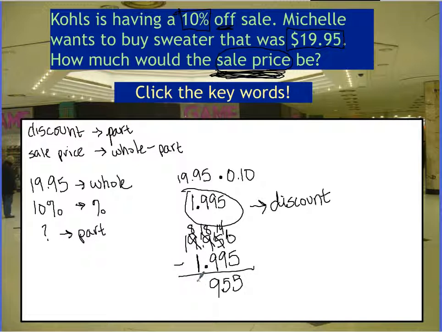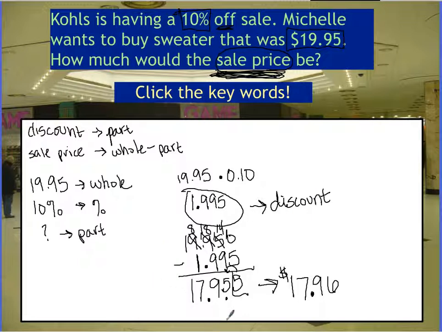8 minus 1 is 7. So I know my sale price is 17 something. Obviously, I can't leave it like this. I have to end it in the hundredths place. So this 5 tells the other 5 to go up. So my sale price is $17.96. Okay, again, you have to know what you're looking for and kind of how to find it.